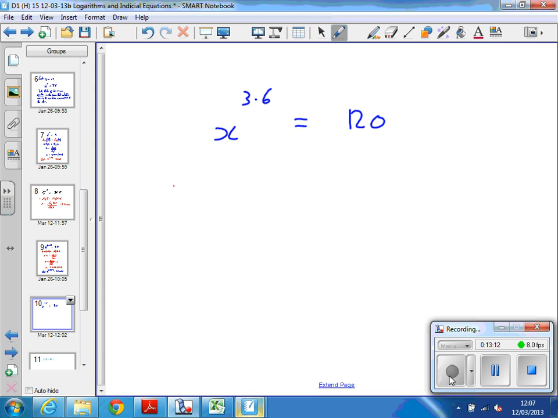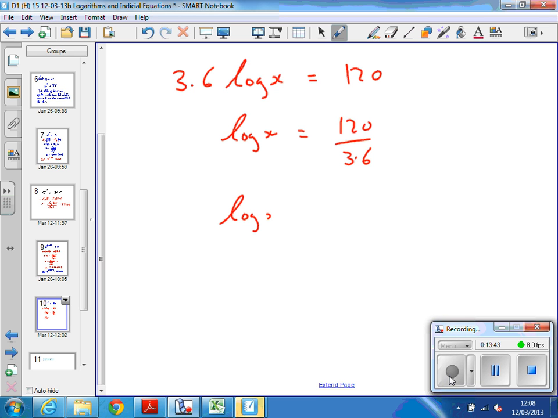But this time we're going to end up with bringing the power down. That's 3.6 times the logarithm of x equals 120. So x is inside the logarithm now. Divide both sides by 3.6. The logarithm of x equals 120 divided by 3.6. Work out what that is.